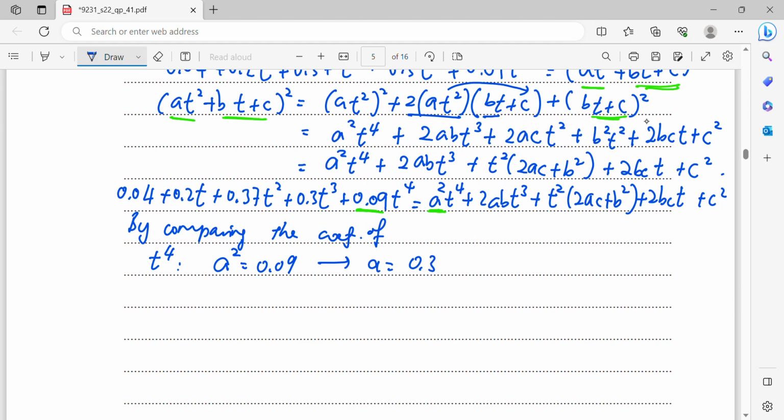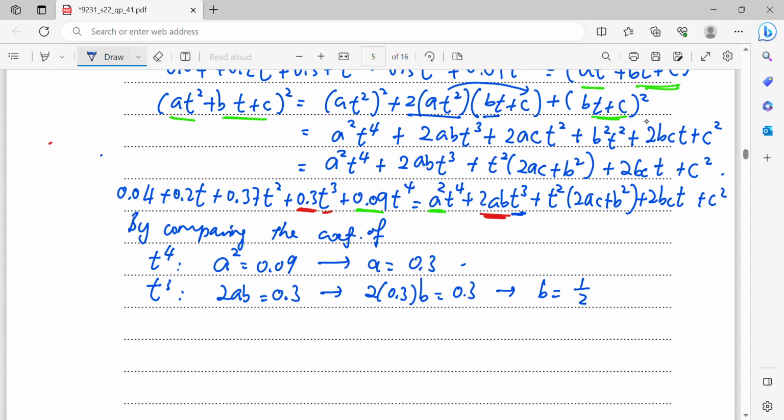Okay, so now next I will compare with t cubed. So when I compare with t cubed, as you can see from here, right, this is a t cubed. So which means 2ab equals 0.3. And we have found the a just now. So now I will write 2 bracket 0.3 b equals 0.3. Then the 0.3 can be cancelled off from both sides. Therefore, my b is basically half. Okay?